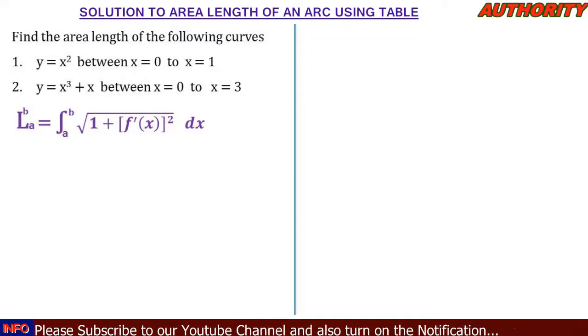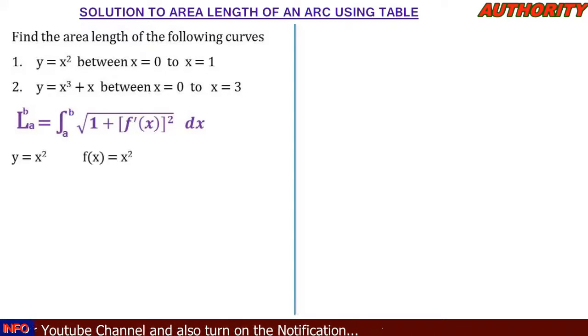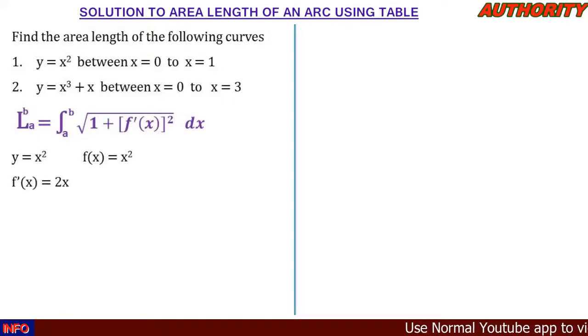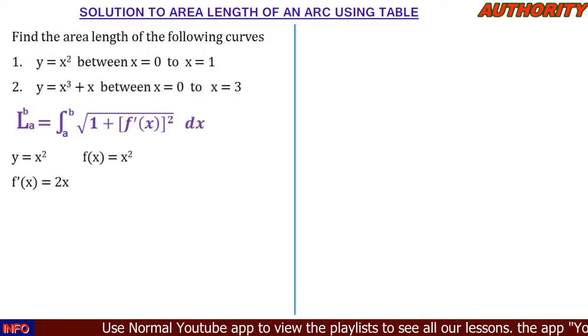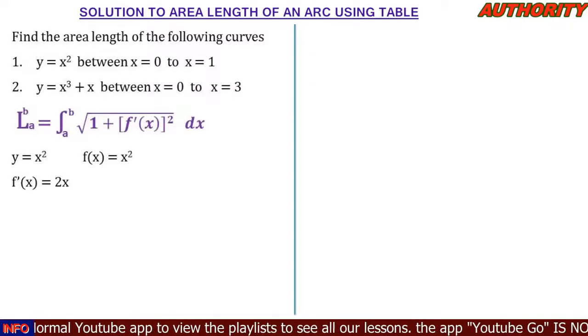Now, in the first one, we have our function of the curve y is equal to x squared. We can take this to be our f of x. So we say that our f of x is equal to x squared. Now, let's go further to find f prime of x. That is, we find the derivative of this function x squared. So f prime of x is going to give us 2x. That is, when we differentiate x squared, it's going to give us 2x. Is that true? Yes.